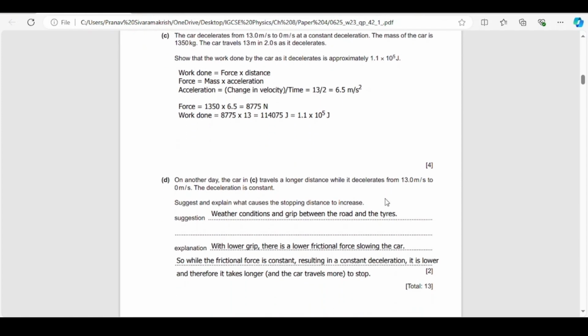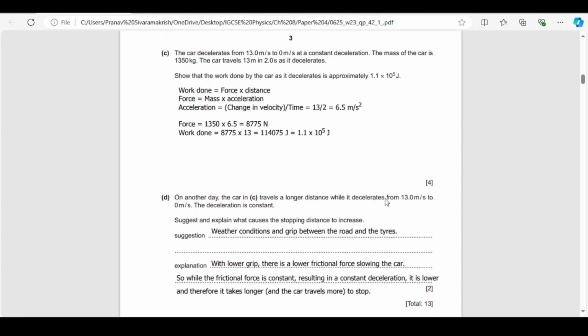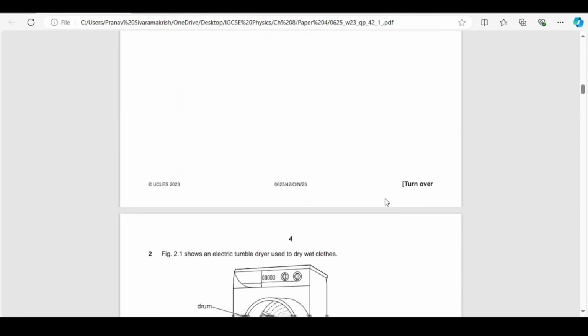So question D goes, on another day, the car in C travels a longer distance while it decelerates from 13 meters per second to 0 meters per second. Deceleration is constant. So essentially, this is from the topic of kinematics, so I know I've answered here, but it's not around work done and power. So I will not be covering this bit in this video.